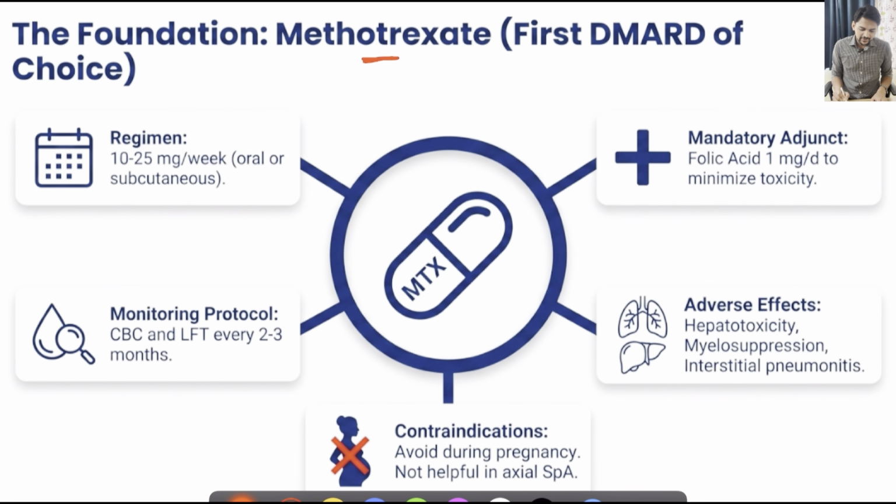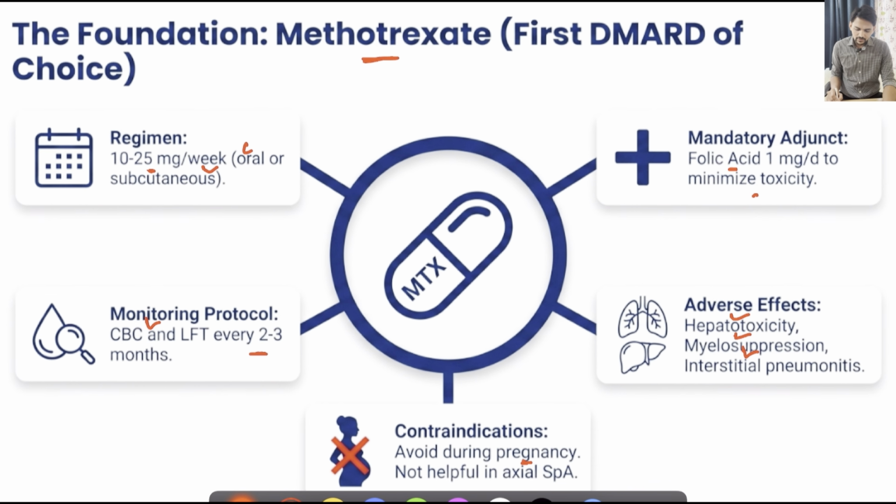Coming to the DMARD of choice, that is Methotrexate, usually 10 to 25 milligram per week, either orally or subcutaneously, it is advised. And always we have to add folic acid 1 mg per day to minimize the toxicity. What are those toxicities? Commonly we will see hepatotoxicity, myelosuppression, and interstitial pneumonitis as well. So it is important to monitor the patient with CBC and LFT every 2 to 3 months.